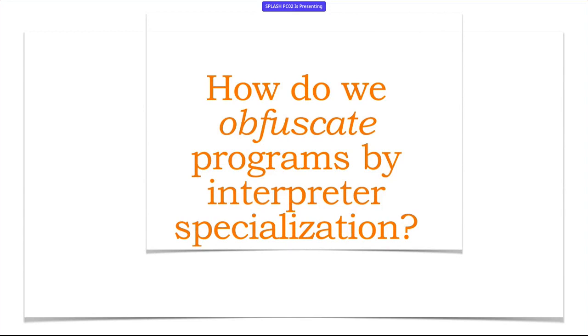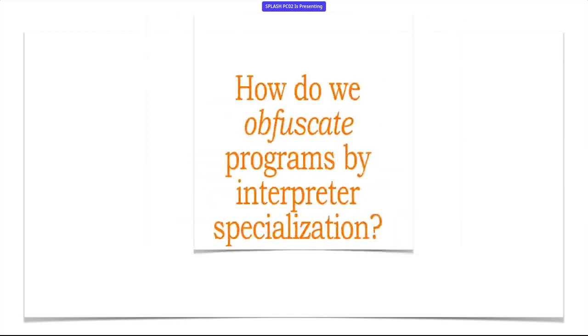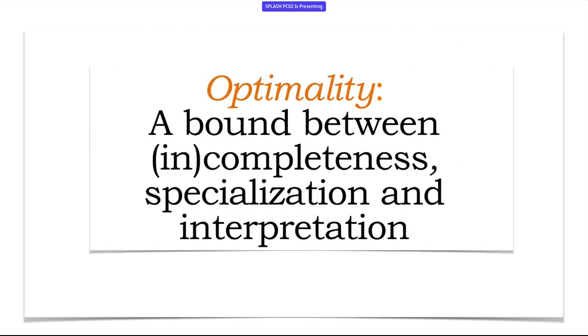The second issue is how can we obfuscate programs by interpreter specialization. So how the obfuscation can be performed by distorting interpreters that can be specialized. In this case, we define a new notion of optimality, which comes from the Jones-optimality on time complexity, which provides us with a bound between incompleteness, specialization, and interpretation. And it allows us to connect all these observations and to provide our approach.